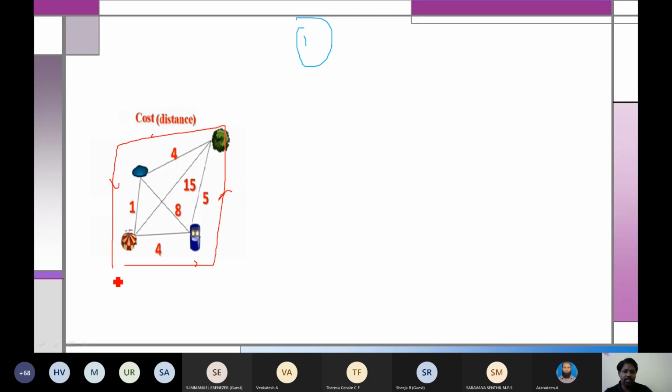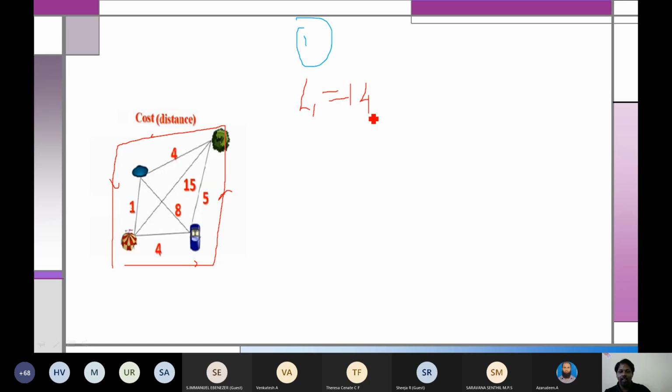That means it's going down, then going up the left side, then coming down. This is the path that ant is following. L is a distance, L1 is for the first ant. The distance covered by the first ant will be 5 plus 4 is 9, 9 plus 4 is 13, plus 1 is 14.